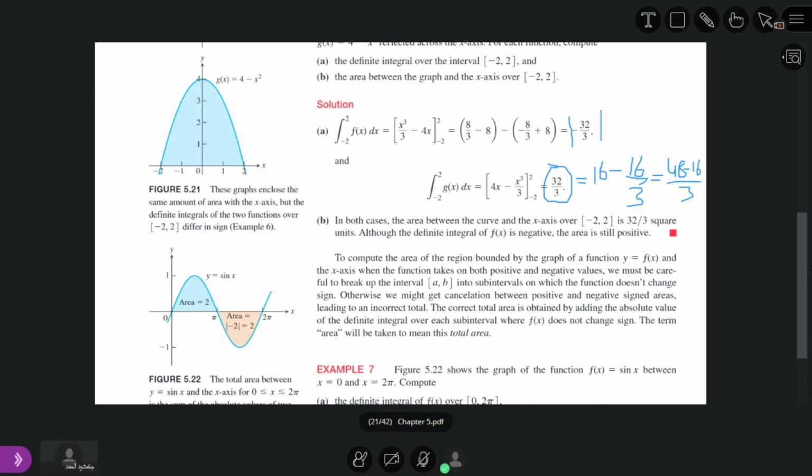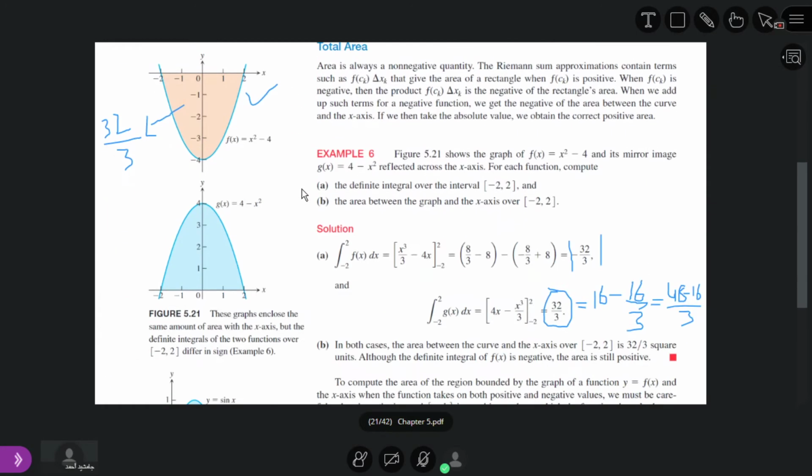Yes, any student, what is the absolute value of minus 32 divided by 3? What is the absolute value? Yes, 32 divided by 3. So if we have to find this area, it is equal to 32 divided by 3. And also if we have to find this area, it is also 32 divided by 3. So by this way we can find the area.